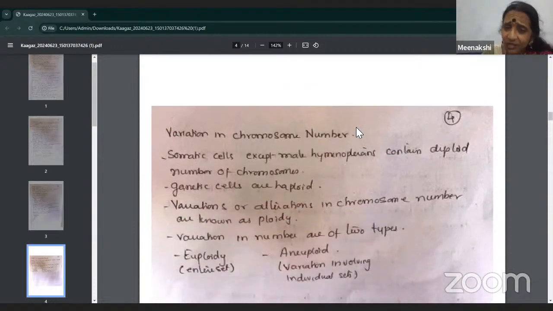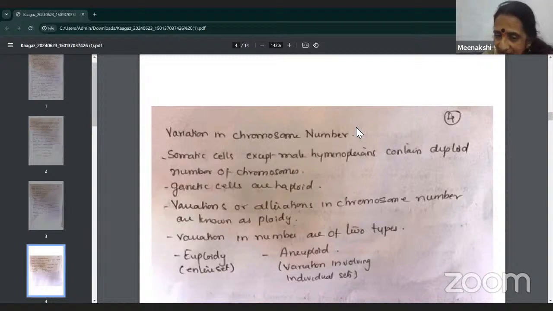Okay. Now, variation in a chromosome number. Chromosomal abnormalities is nothing but change in the chromosome number or change in the chromosome structure. These two together will lead into the various aspects. So here we should know what type of changes will occur.